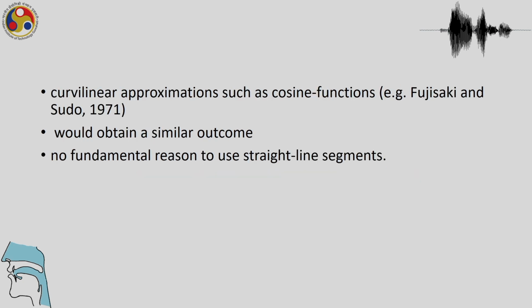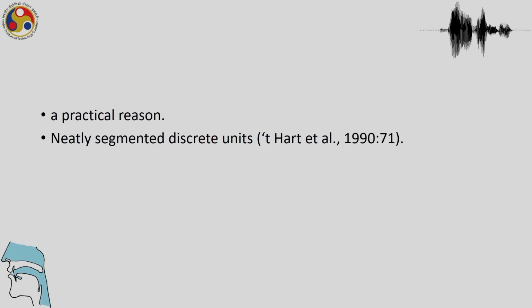Other models like the Fujisaki model, with curvilinear approximations such as cosine functions, will also obtain similar outcomes, in that they get the most important pitch movements, and there is no fundamental reason to use straight line segments. It's most important to capture the parts which are most prominent. However, in the T-Hart model we have neatly segmented discrete units.